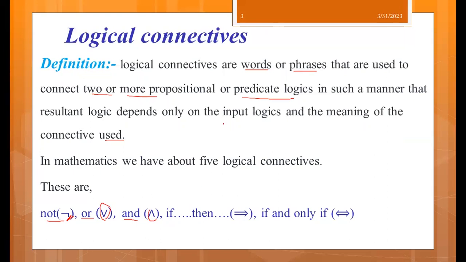The next one is the phrase "if, then", or "implies", because logical connectives can be phrases. And lastly, the fifth logical connective is "if and only if", which is symbolized by this symbol. Now, if we have these 5 logical connectives, let us see the property and the characteristics of each and every logical connective that are listed here.